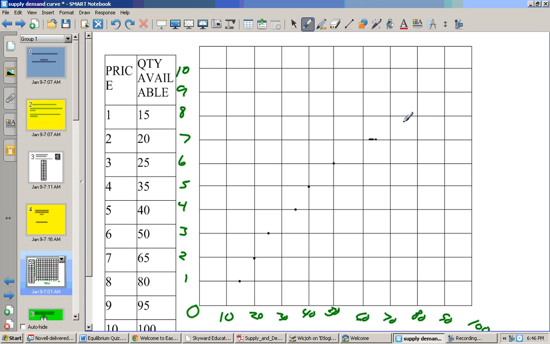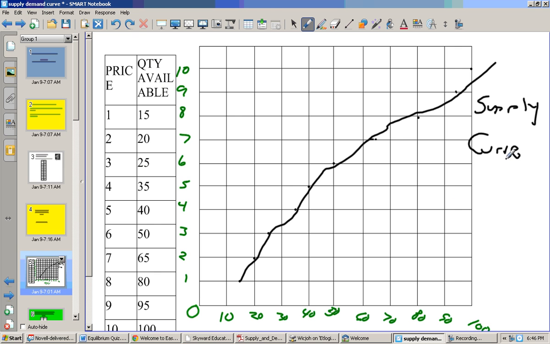A little slip of the pen there. Price of 8 is 80. Price of 9 is 95. Price of 10, 100. Then we play the game of connect the dots. This will be a little silly because my pen has a funky move to it with my wrist. We connect the dots, and we have what is known as our supply curve. Our supply curve is only half of the equation.